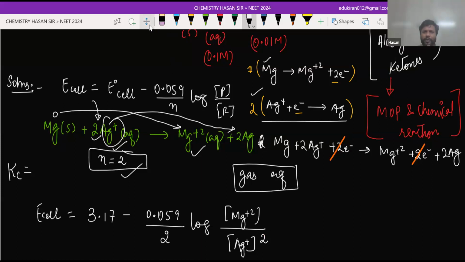According to the representation, the concentration of Mg2+ is 0.1, so you can take 10 raised to the power minus 1 here. And this is 0.01, that means 10 raised to the power minus 2, raised to the power 2. And you can easily calculate the E cell value. Can you do this?